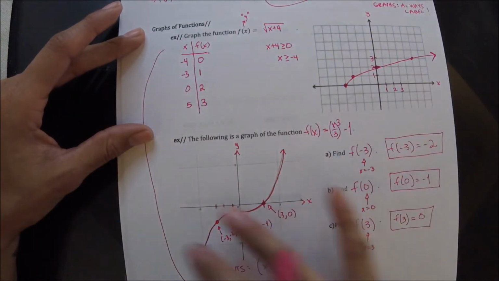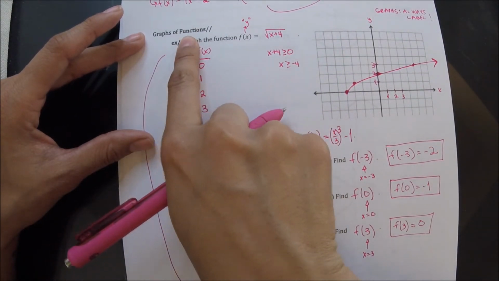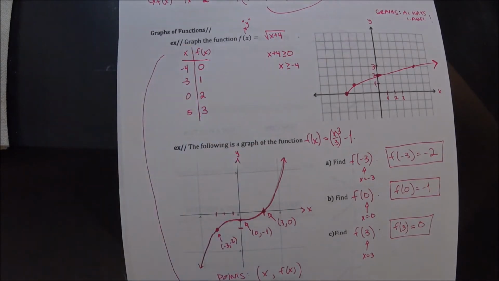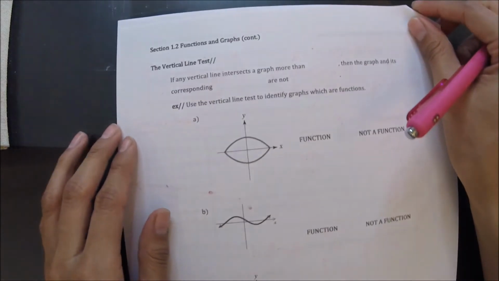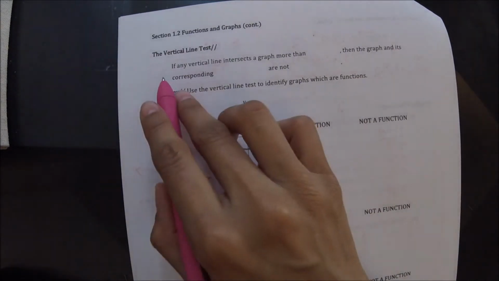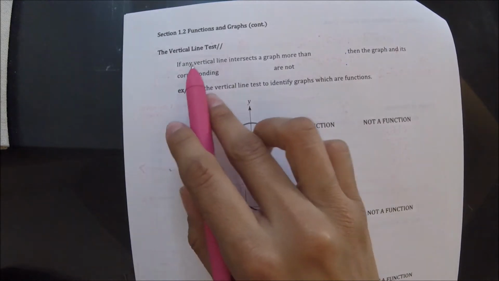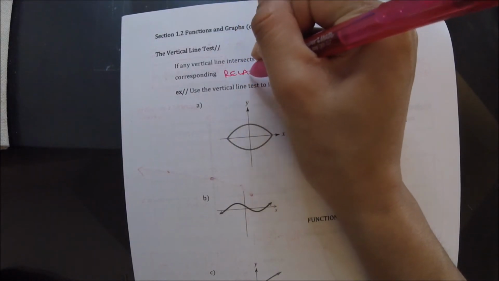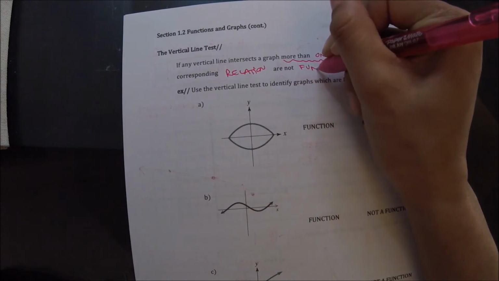Another thing to notice about what we're discussing is that these are graphs of functions. And we talked earlier about relations and the fact that functions are special types of relations, and we only want to graph functions. If a relation is not a function, we're not really concerned with that in this class. So, on the next page, we're going to discuss a test to see whether a graph is a function or not. It's called the vertical line test, and it states that if any vertical line intersects a graph more than once, then the graph and its corresponding relation are not functions.